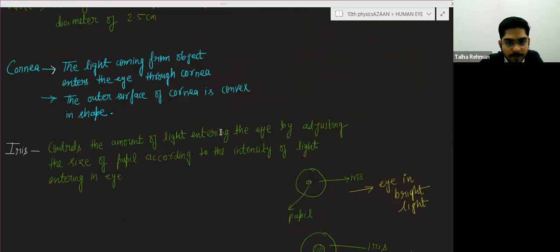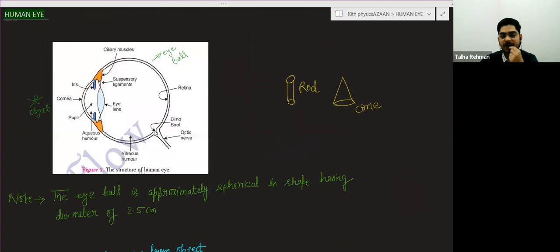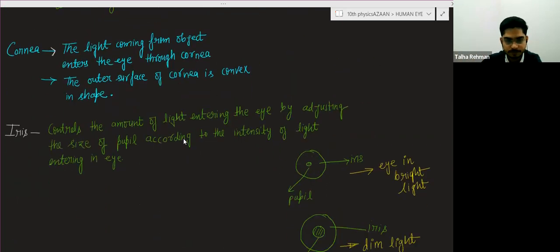This thing is a blind spot. This part is a blind spot. The name suggests it: blind. Blind means this portion where the optic nerve and the retina meet. You can say this is a junction of the optic nerve and the retina. At this junction point, there are no light sensitive cells, that is rods and cones. So when the image is formed here, the person is not able to see because no light sensitive cells are present.